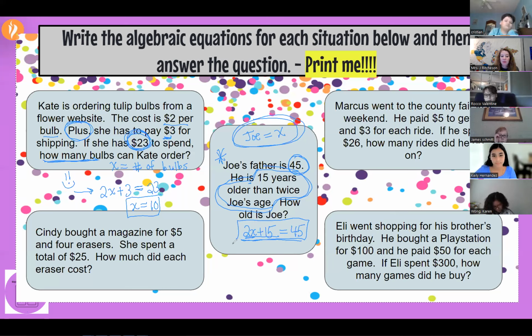However, I really want us to practice writing these equations, okay? So Joe is 15. Good job, guys. All right, how about Marcus? Can you guys come up with an equation? Don't send me the answer. Send me an equation, please. What's her equation?